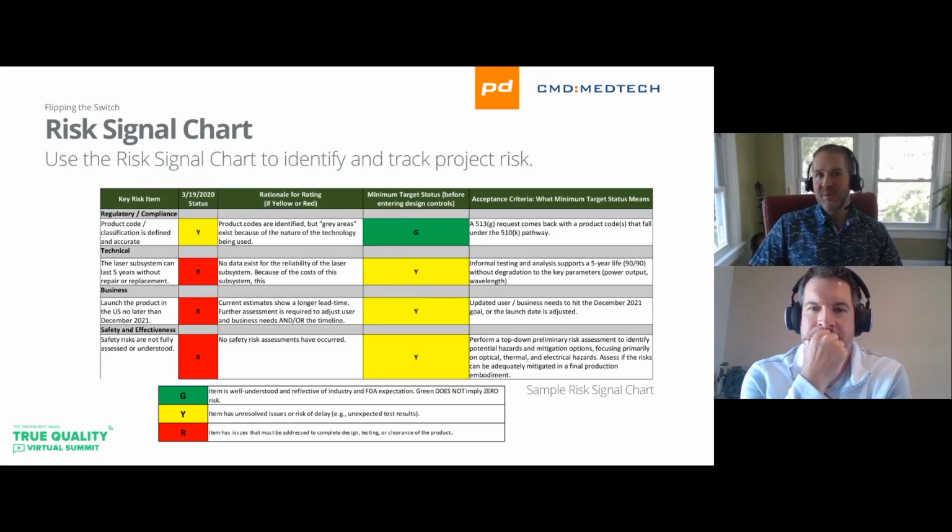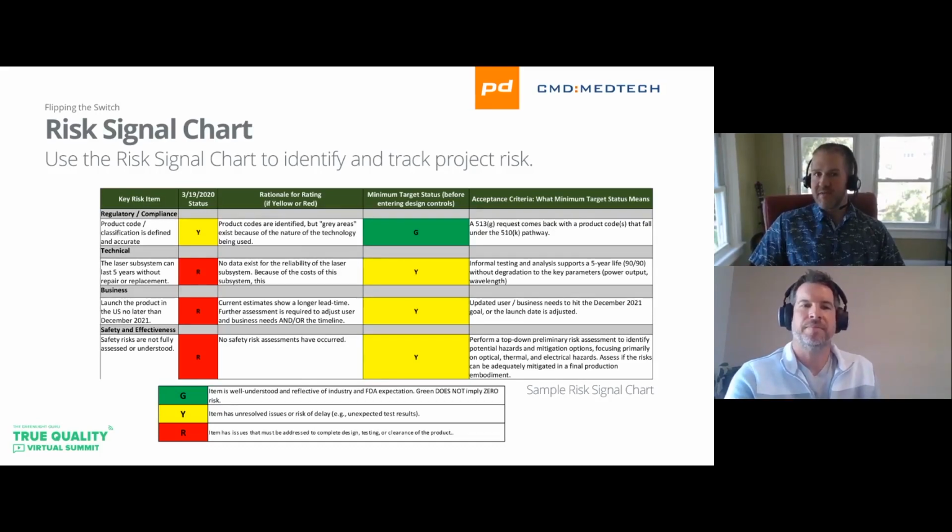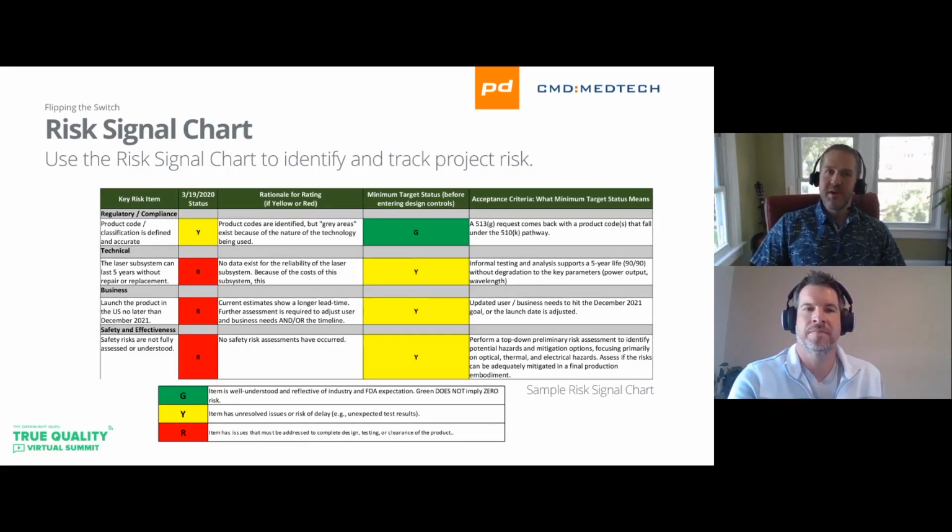Minimum target status column. This is where we set a target for whatever the phase is that we want to enter or exit. So, in this example, we're talking about entering design controls since that's really the focus of the talk. But you can use this for any phase of the project. I've used it to determine when we're ready to enter design verification, as an example. And then the last column is the acceptance criteria. Here we just elaborate a little more on what it means to be at the status we're shooting for. So, what does yellow mean in this particular case? And then at the bottom, we have a legend of what green, yellow, and red means.